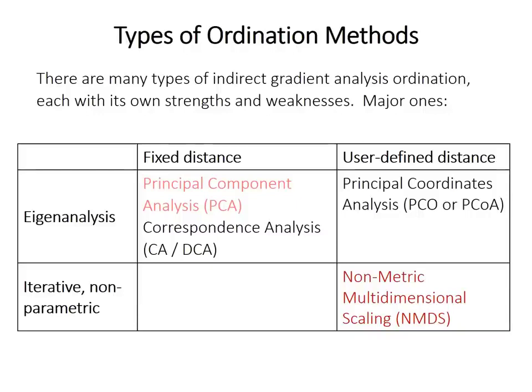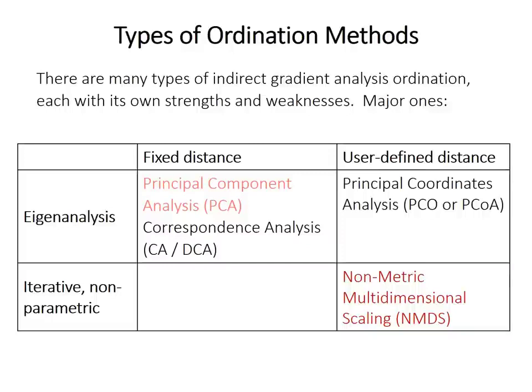There are a number of types of ordination, and we're not going to cover them all in this class. The last video discussed principal component analysis. In that, it used a fixed distance measure, so it used Euclidean distance between the samples, and it created the new ordination axes from the eigenvectors of an association matrix. And by doing so, it imposes a linear relationship between the samples. So that may not be good for certain cases.